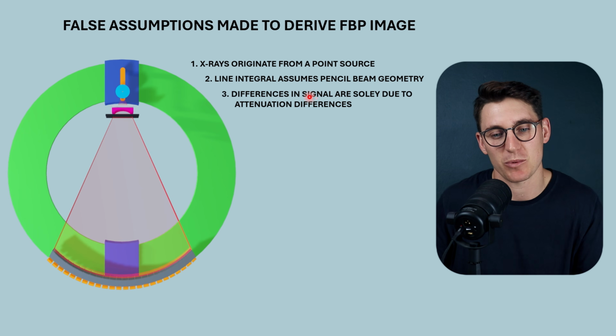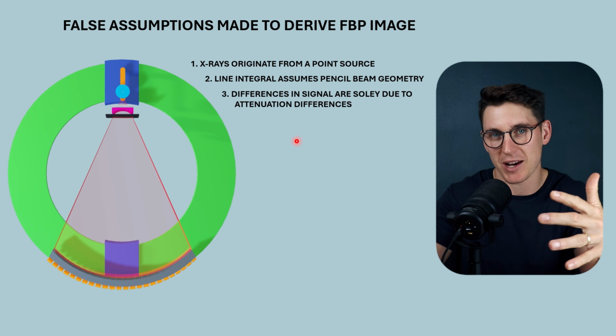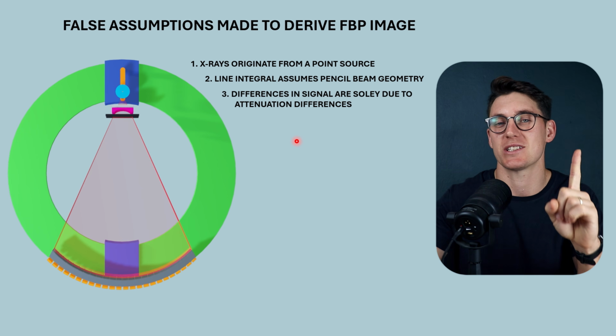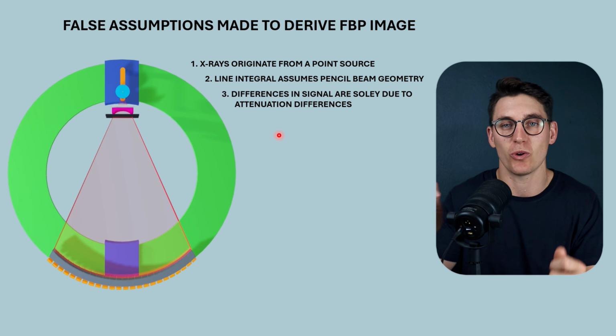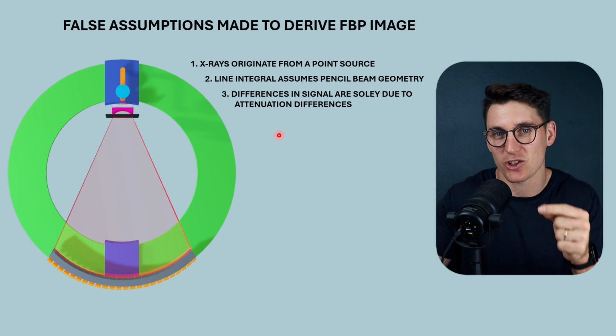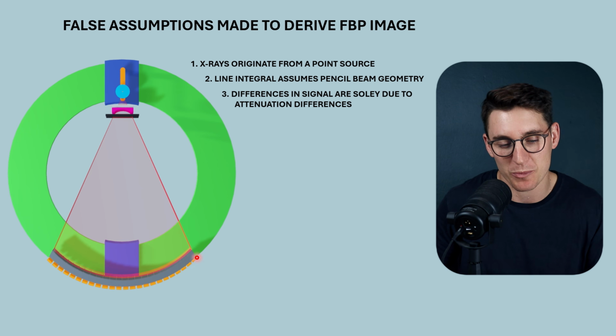The third assumption that we make is that the differences in signal that we measure on our detectors in filtered back projection we say is only due to differences in tissue density. We know that's not true. We know that there is noise generated in the image for one that's going to account for random variations in signal intensity, whether it be detector noise or quantum noise coming from the photon interactions with the patient here.